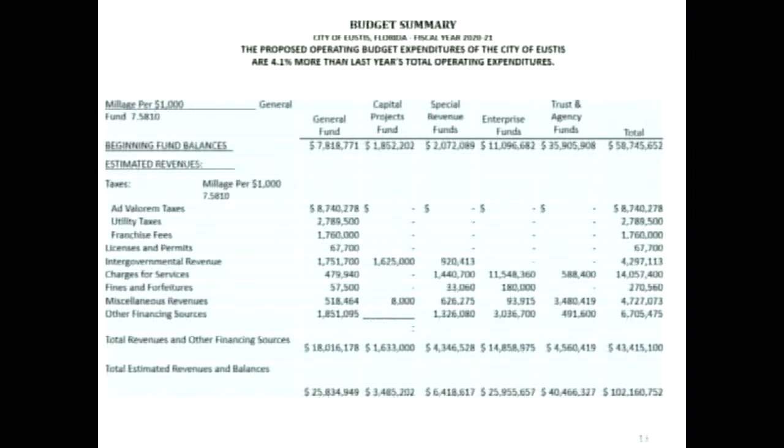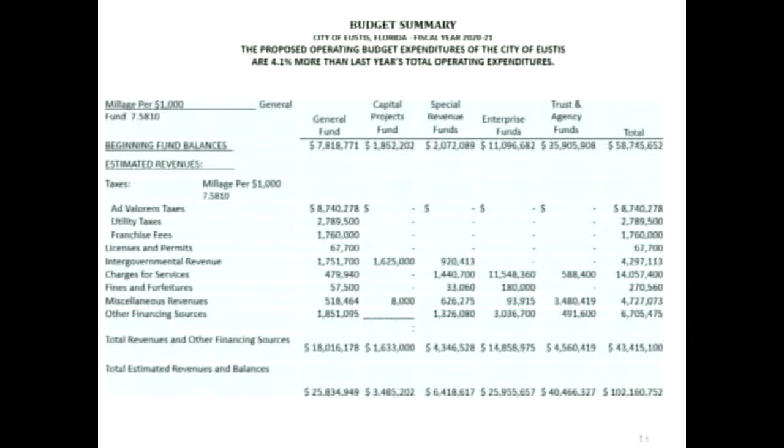Here's a summary of where some of those monies come from. You can see in the first column on the general fund, $8.7 million this year is coming in on ad valorem dollars. Utility taxes about $2.7 million, franchise fees $1.7, intergovernmental revenues of $1.7, and other financing sources of $1.8 make up our $18 million. So those are the majority of the funds.